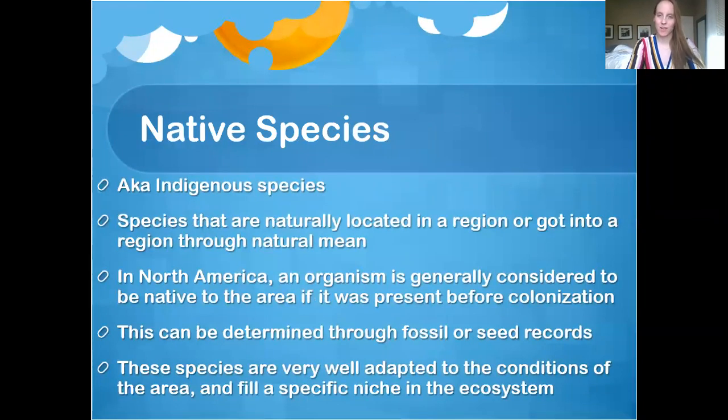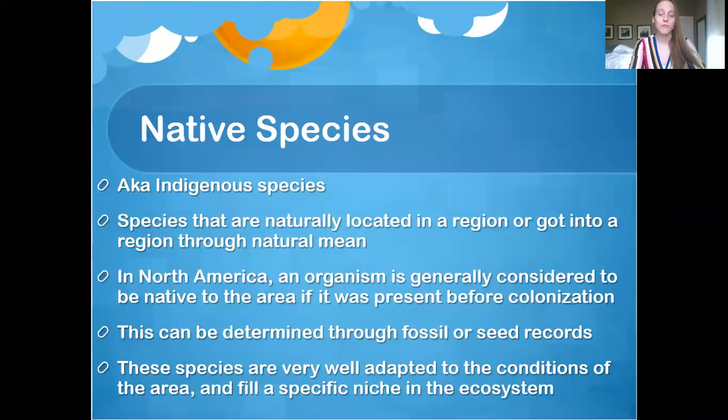Native species are also called indigenous species, and they are any species that are naturally found in a certain region or got to that region through natural means, like that species' own emigration to that area. In North America, we consider an organism to be native to the area if it was present here prior to colonization. We can determine this by looking at fossil records for a lot of different animals or seed records for different plants, and then we can date those fossils and those seeds.